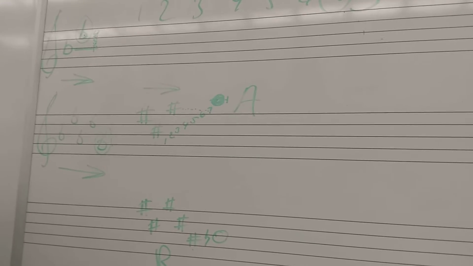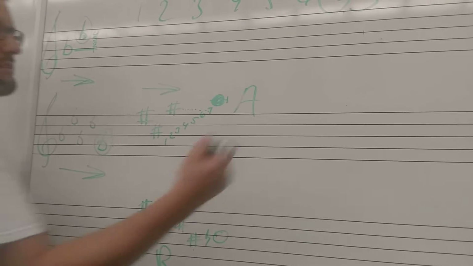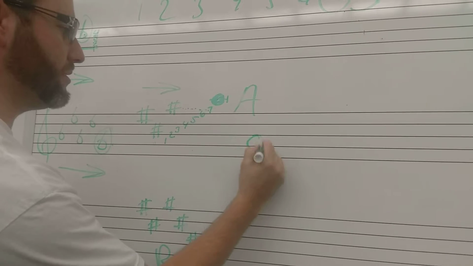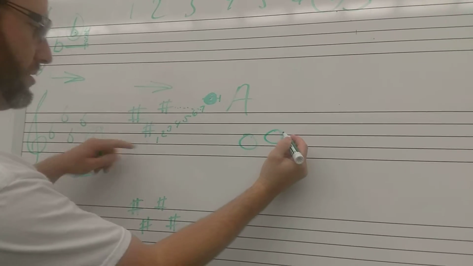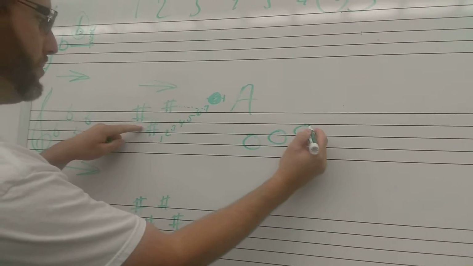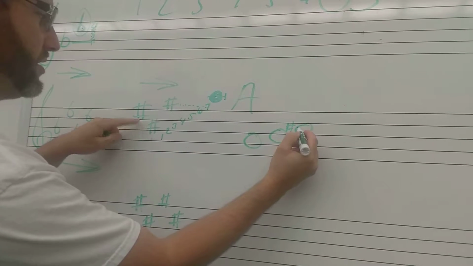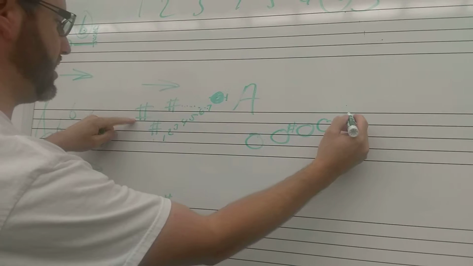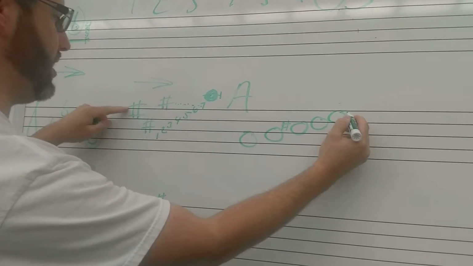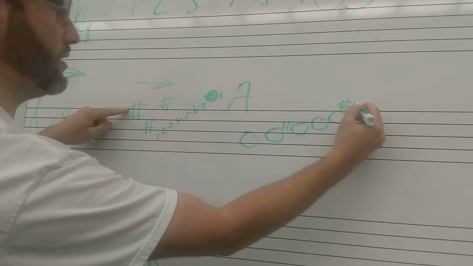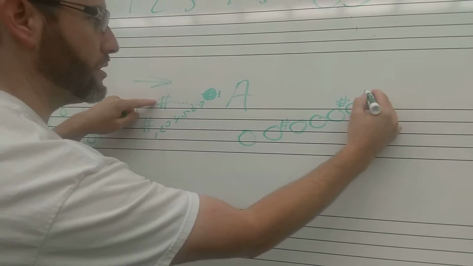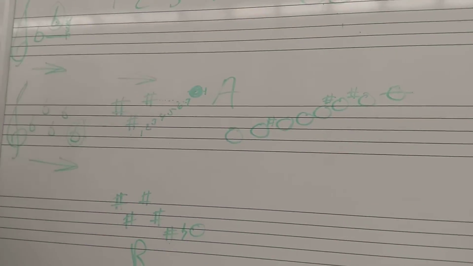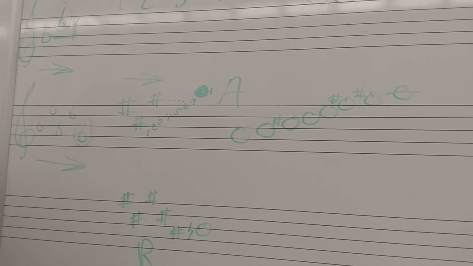Now, how this applies to a scale, if you want to make a scale out of it, so you know what notes to play: A, B, C sharp, because it's in the key signature, D is the line, E, F sharp, G sharp, and the last one A. That makes an A scale. That's your 1, 2, 3, 4, 5, 6, 7, 1.